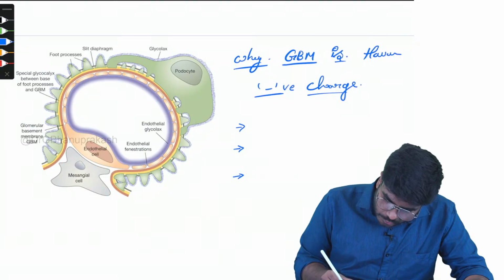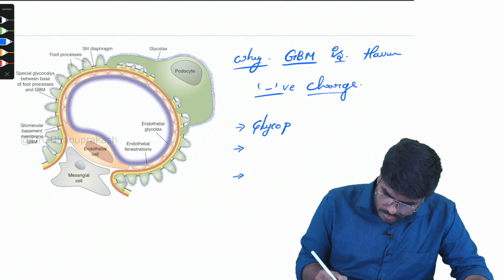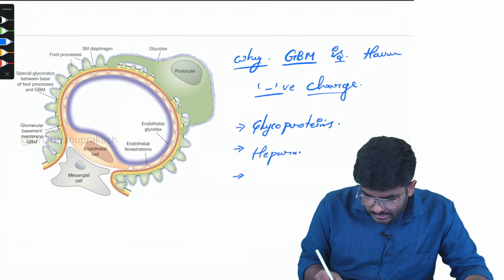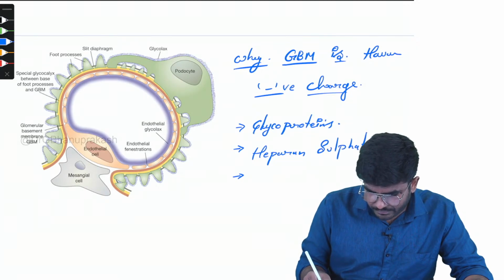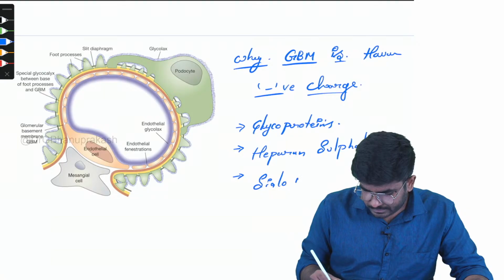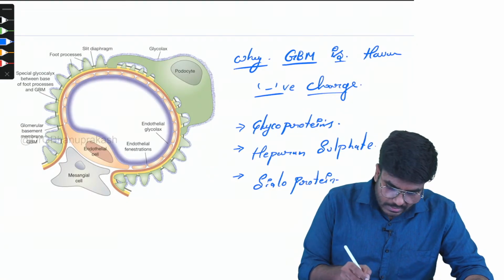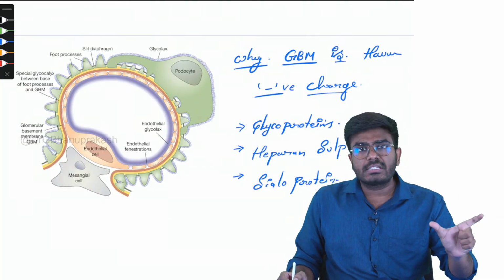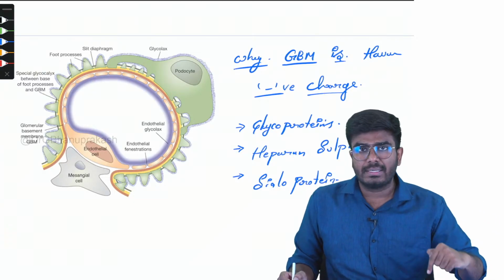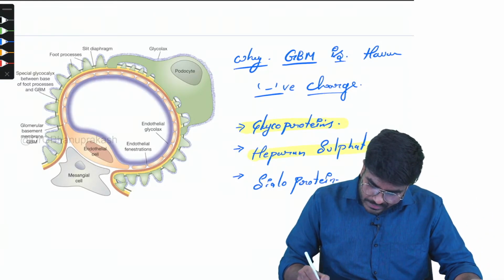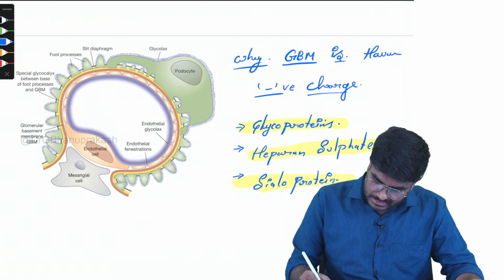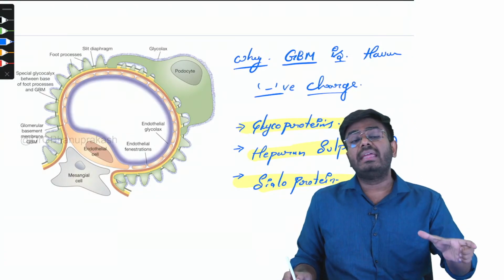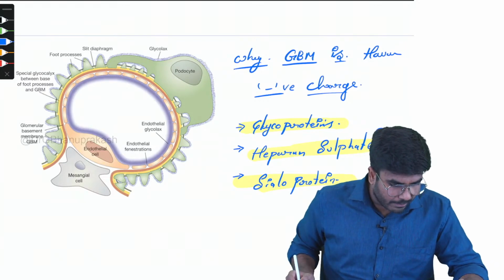The glomerular basement membrane is negative because of the presence of glycoproteins, heparan sulfate and sialoproteins. Very important point: the glomerular basement membrane is negative in nature because of certain substances within it, like glycoproteins, heparan sulfate and sialoproteins. This is a very important MCQ. Heparan sulfate is a negatively charged substance, and that's why it gives the negativity to the glomerular basement membrane.